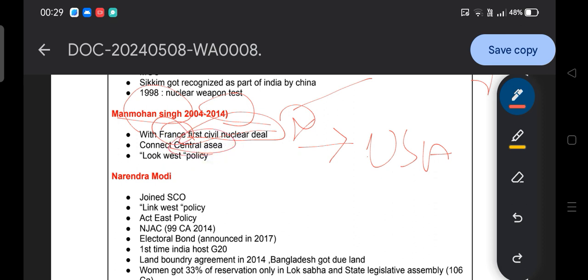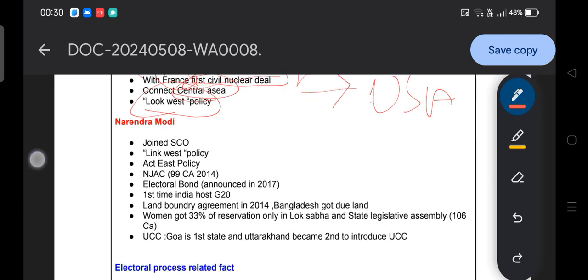And the Connect Central Asia policy is also part of the foreign policy of Manmohan Singh. And the Look West policy, do remember: the Look East policy is PV Narasimha Rao's, but the Look West policy is Manmohan Singh's, and the Act East policy is Narendra Modi's. So these are the different things you need to remember: Look East policy, PV Narasimha Rao; Look West policy, Manmohan Singh; Act East policy, Narendra Modi.